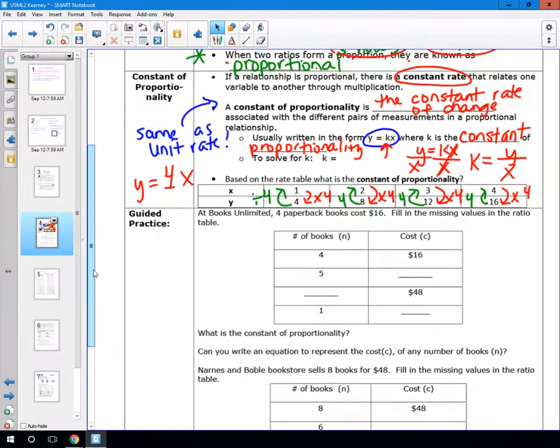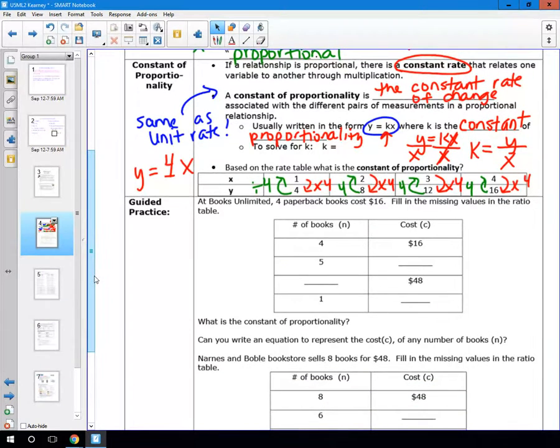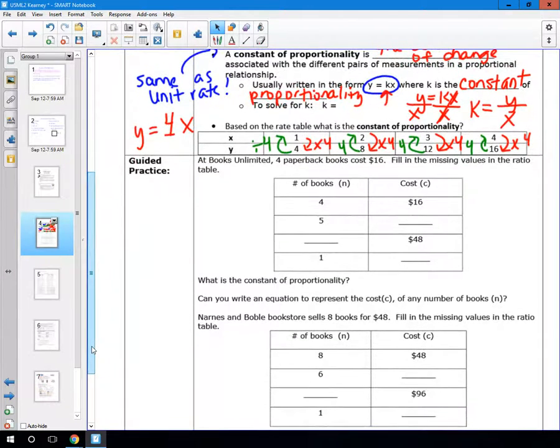Now you're given a chart, and it says, at Books Unlimited, there are 4 paperback books that cost $16. Fill in the missing values in the ratio table. So we know that 4 books cost $16. I want to figure out how much 5 books cost, how much 1 book costs, and how many books I can get for $48. First of all, this should be proportional. And if it is, we want to figure out what the constant of proportionality is and what the equation is.